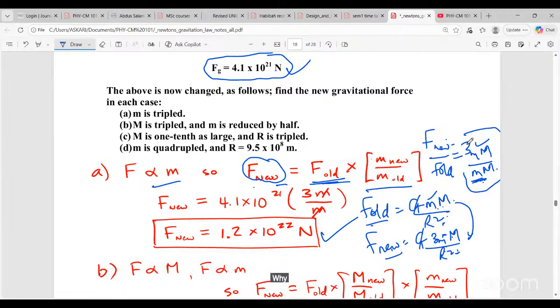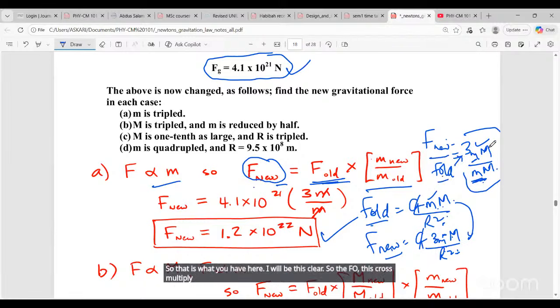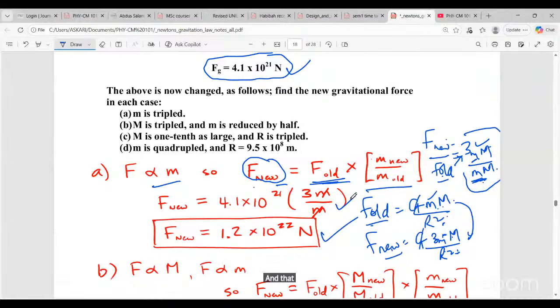Why does the new one have 3? Because it's tripled, multiplying the smaller mass. So that is what you have here. I hope it is clear. So the F old, if you cross multiply, goes to the whole of this, and that is what has been done here. Is it clear?